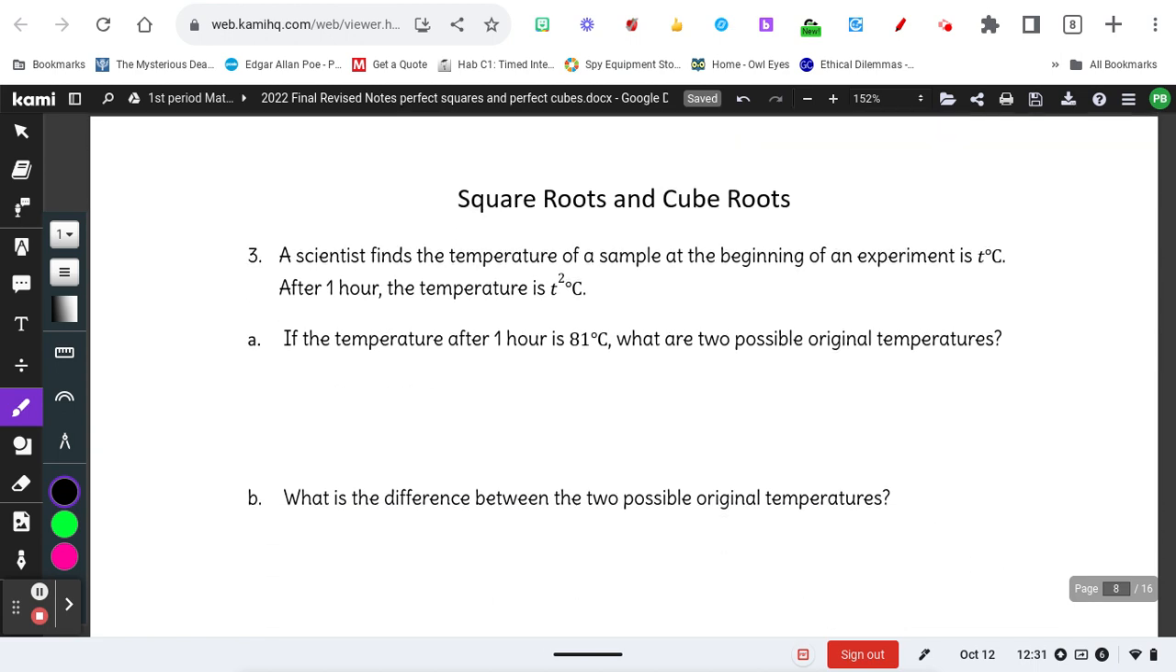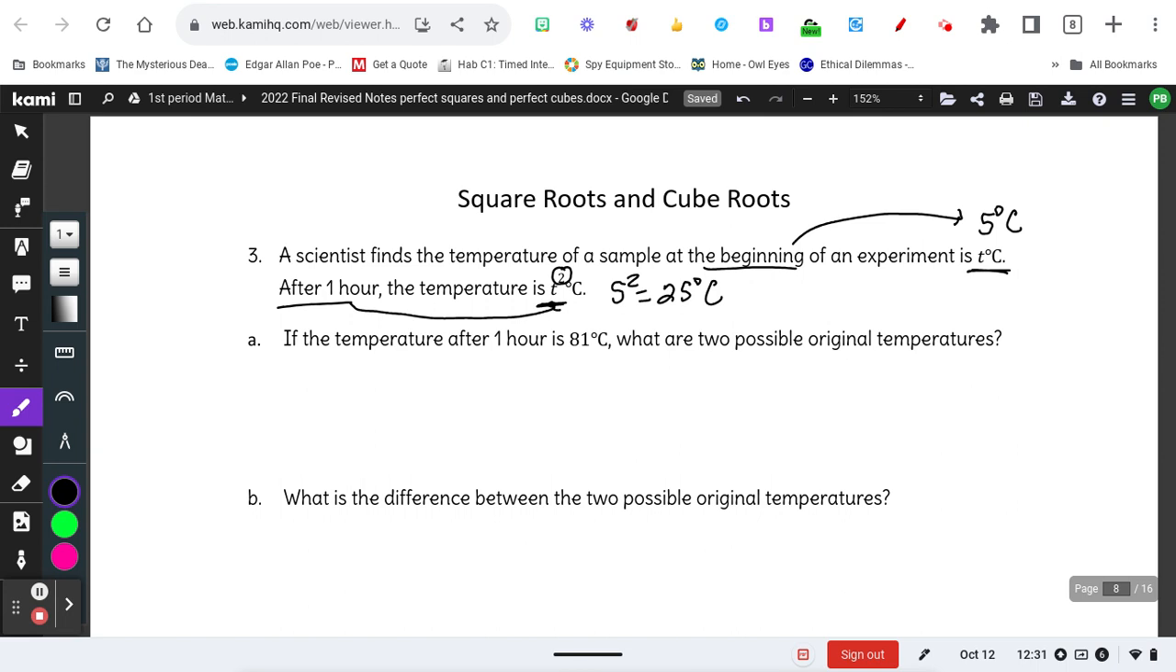3 says a scientist finds the temperature of a sample at the beginning of an experiment is T degrees Celsius. Now, I'm going to tell you something about temperature. Temperatures can be positive or temperatures can be negative. So we probably need to use plus or minus. You're going to have 2 answers for this. In the beginning, it's just so many degrees Celsius. That's what T means. After an hour, whatever that original temperature has been, it's squared. So for instance, if it begins at 5 degrees Celsius, an hour later, it's going to be 5 squared or 25 degrees Celsius, if that makes sense.